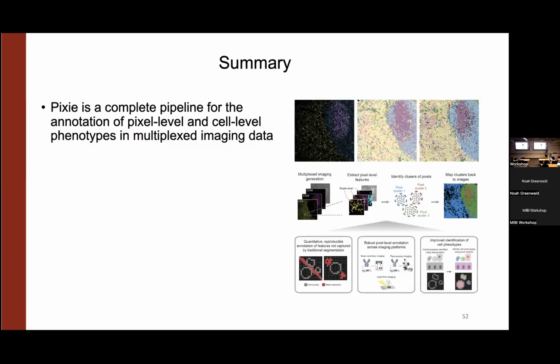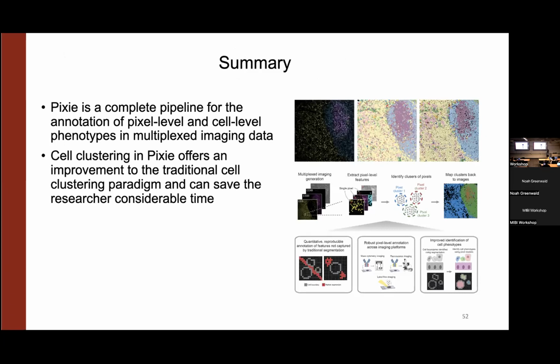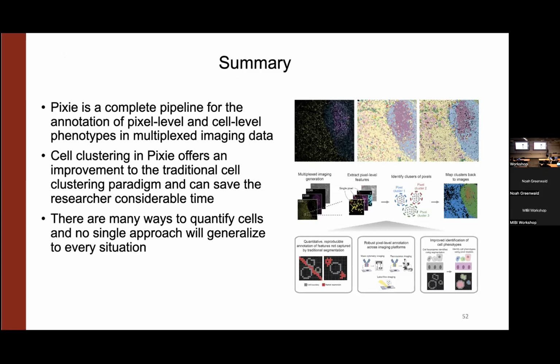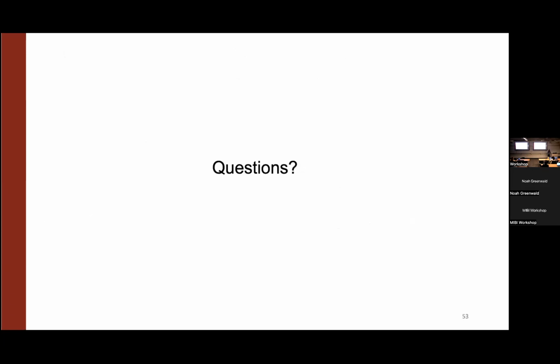Okay, so in summary, Pixie is a complete pipeline for the annotation of pixel level and cell level phenotypes in your data. Cell clustering offers an improvement to the traditional cell clustering paradigm and can save you a considerable amount of time. And there are many ways to quantify cells, and there's no single approach that will work for every situation. Yeah, happy to take questions.